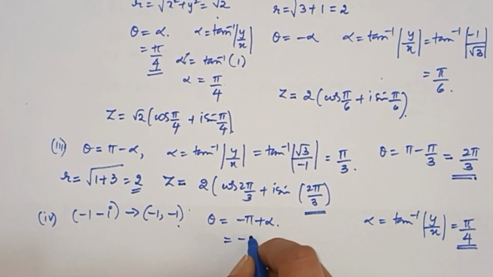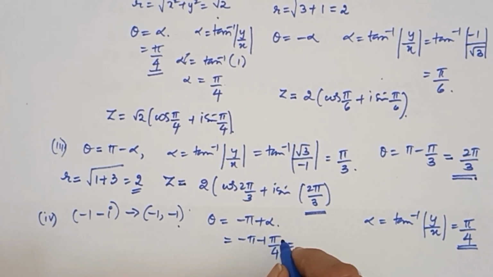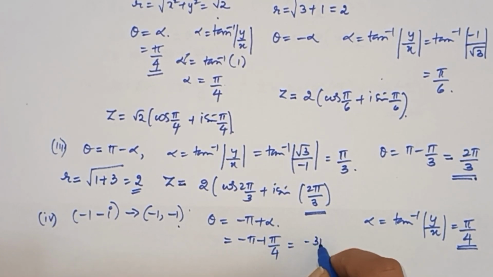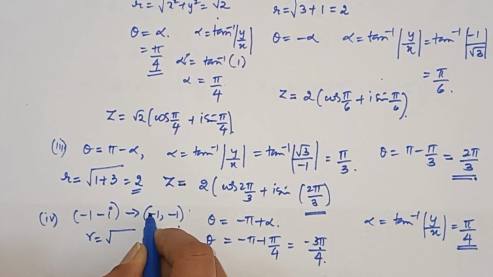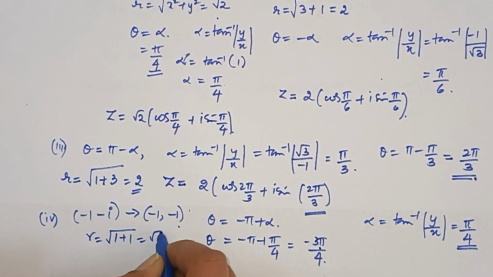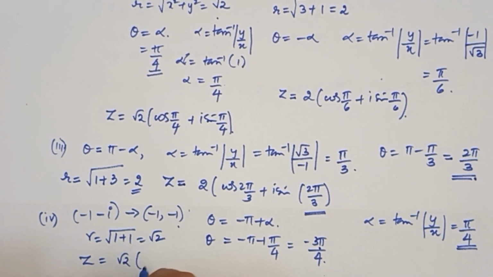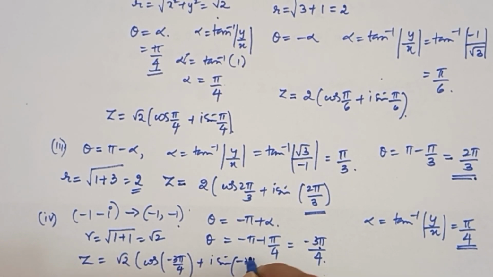Hence, theta is equal to minus pi plus pi by 4, which is equal to minus 4 pi plus pi over 4, that is minus 3 pi by 4. Therefore, theta is minus 3 pi by 4 and the r value is the square root of minus 1 whole square 1 plus 1, which is root 2. Hence, the polar form is root 2 into cos of minus 3 pi by 4 plus i into sine of minus 3 pi by 4.